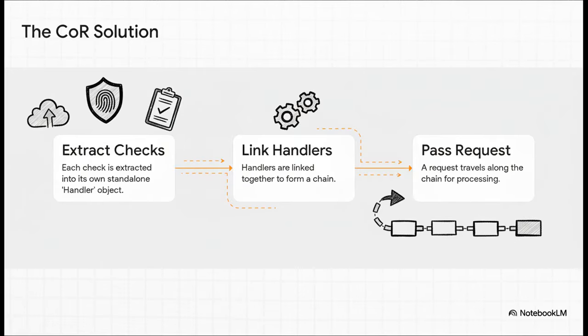We pull out each of those checks, authentication, validation, caching, and turn each one into its own separate handler object. Then we just link these handlers together in a chain. When a request comes in, it starts at the top of the chain and gets passed down, giving each handler a chance to process it or pass it along. This makes your code super flexible. Want to add a new fraud check? Just create a new handler and pop it into the chain. No need to rewrite everything.